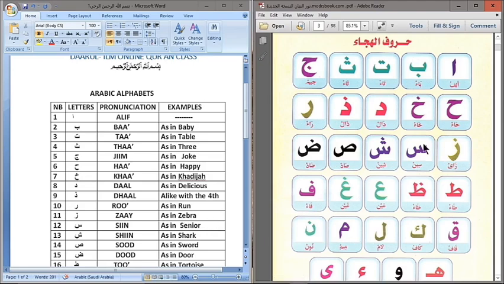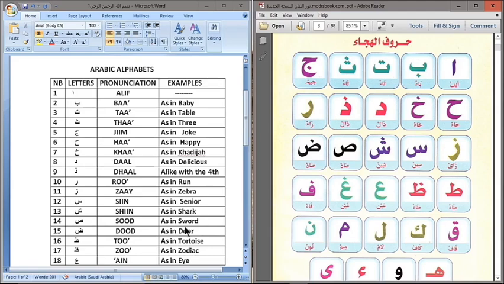The 12th one, which is this, is called sin, like the S sound, as in senior. The 13th one, which is this, is called sheen, as in shack. So the SH sound, shack. The 14th one, which is this, is called sword, like the S sound, as in sword.